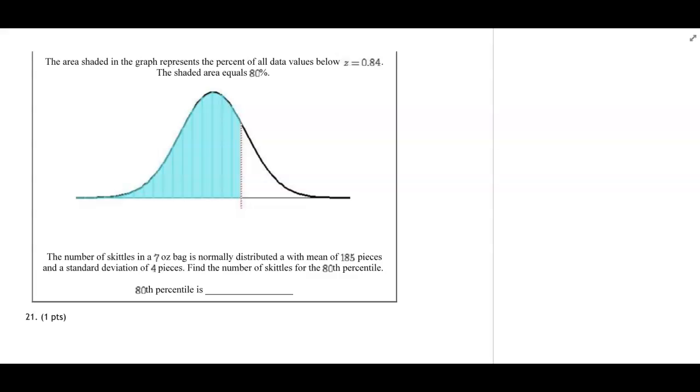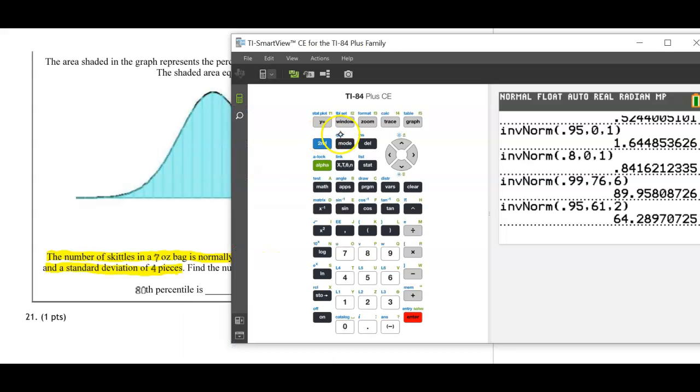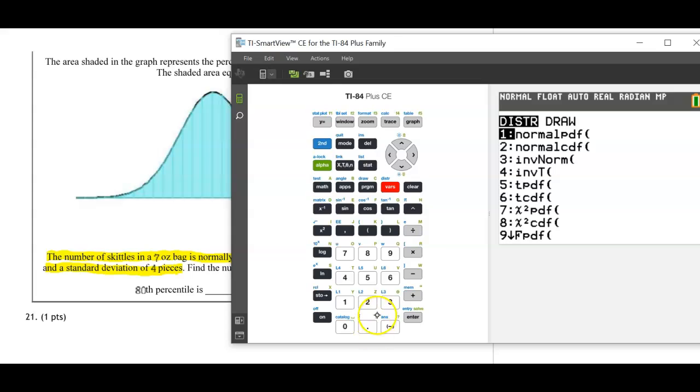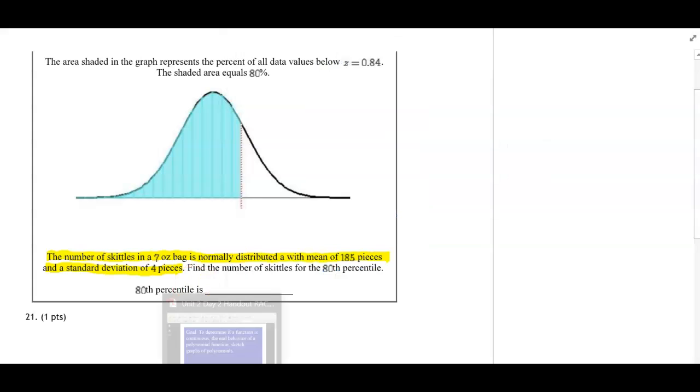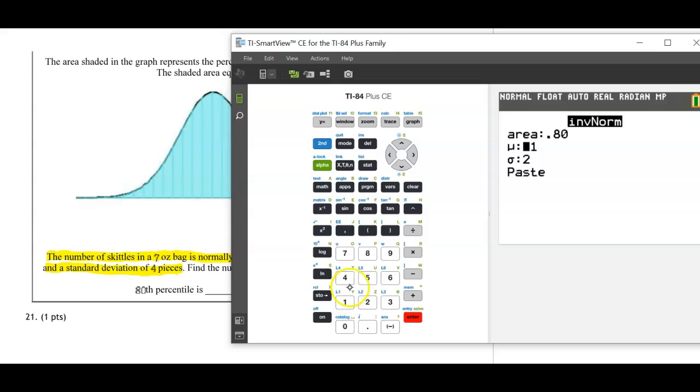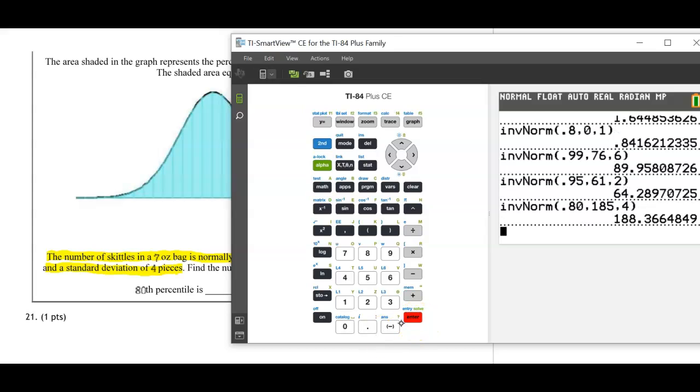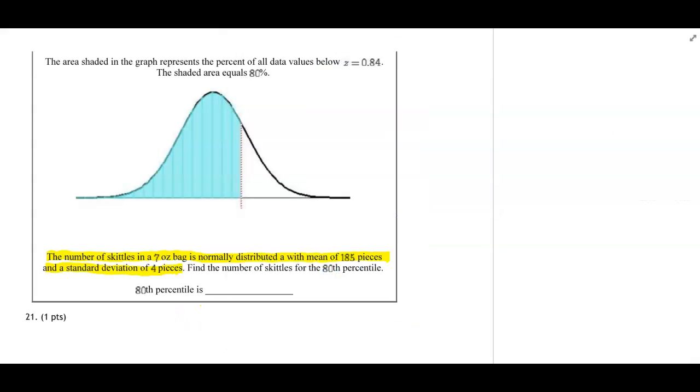In this third problem, we want the 80th percentile. The bag of Skittles is normally distributed with a mean of 185 and standard deviation of 4 pieces. So we're going to repeat that. Second distribution, inverse norm, we wanted the 80th percentile. The mean was 185 and standard deviation was 4. I'm going to type those two values into my calculator and go down to paste. So 188 pieces of candy is the 80th percentile.